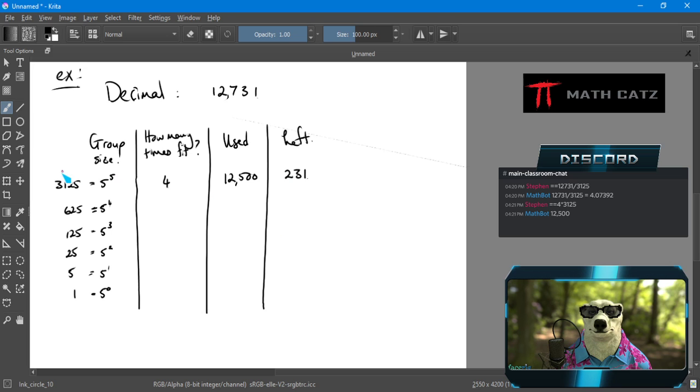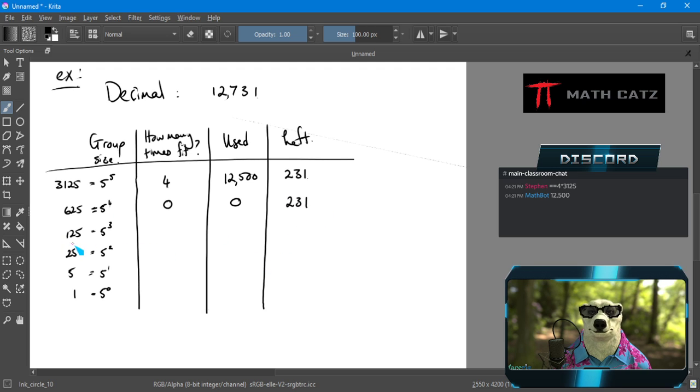So we see the similarity between this and the similar direction for Babylonian conversion, because that was a base 60 number. Makes total sense that we would use the same strategy. Our group sizes were just different. So now we have 231 left. That's too small for a 625. So no 625s can fit. I've used nothing extra. I still have 231 left.